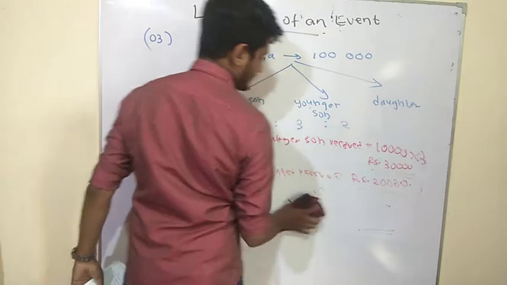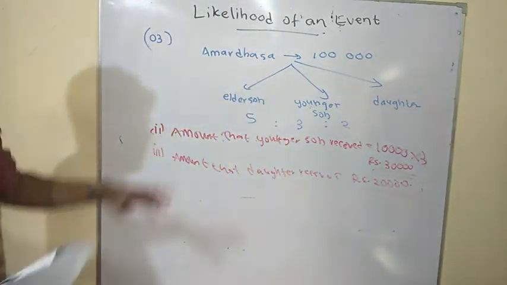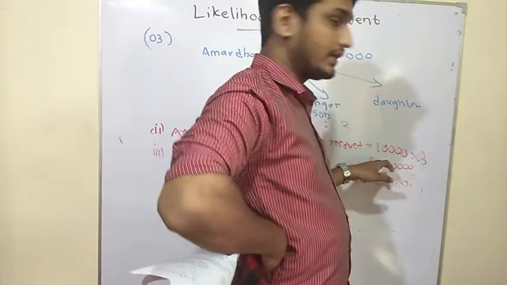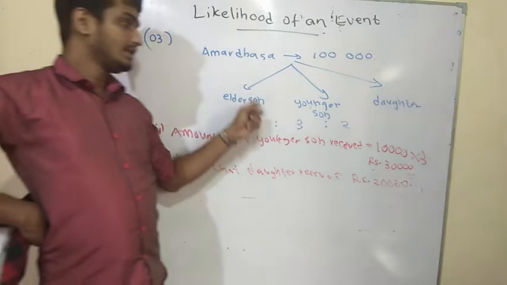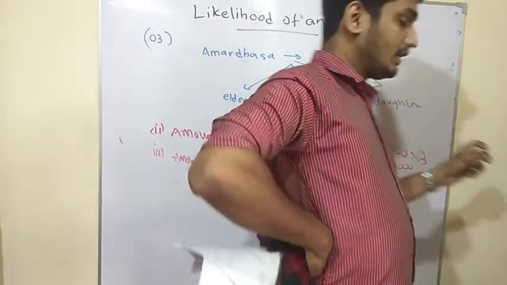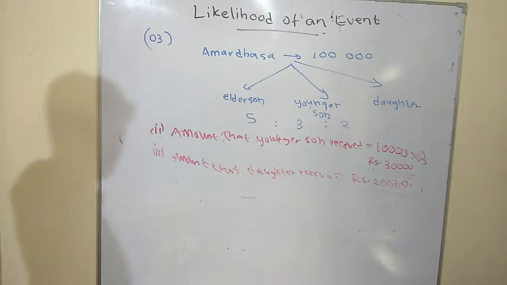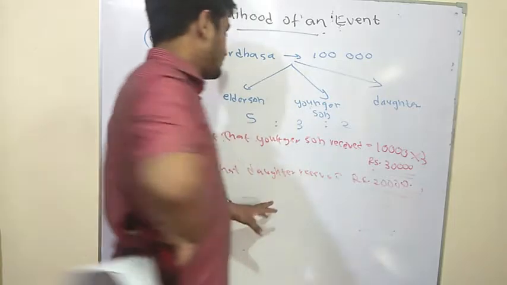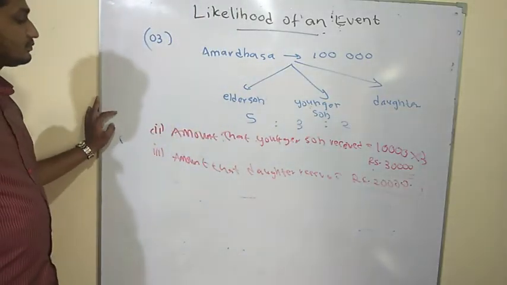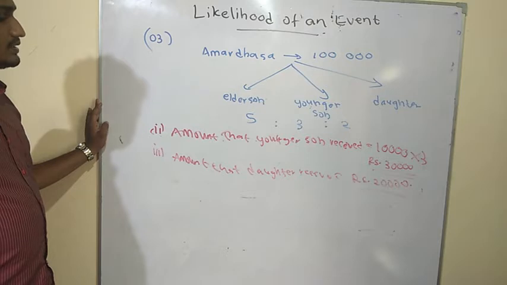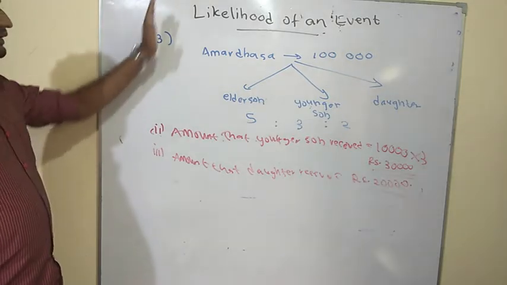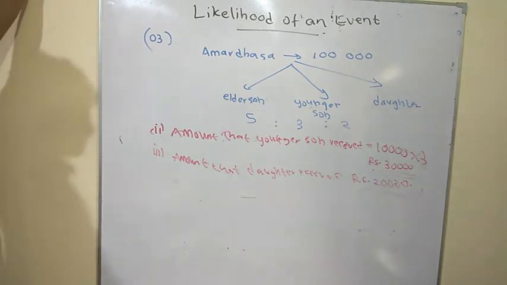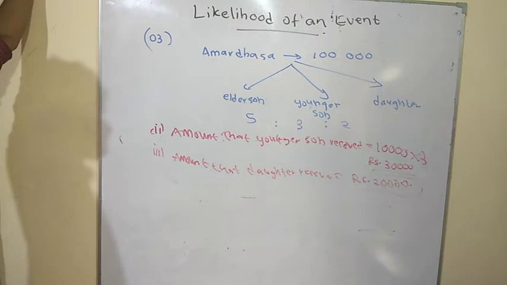Now you can see Amardas was having 100,000 rupees. We find that the value of one part was 10,000 rupees. So the elder son got 5 parts, the younger son got 3 parts, and the daughter got 2 parts. The elder son got 50,000 rupees, the younger son got 30,000 rupees, and the daughter received 20,000 rupees.